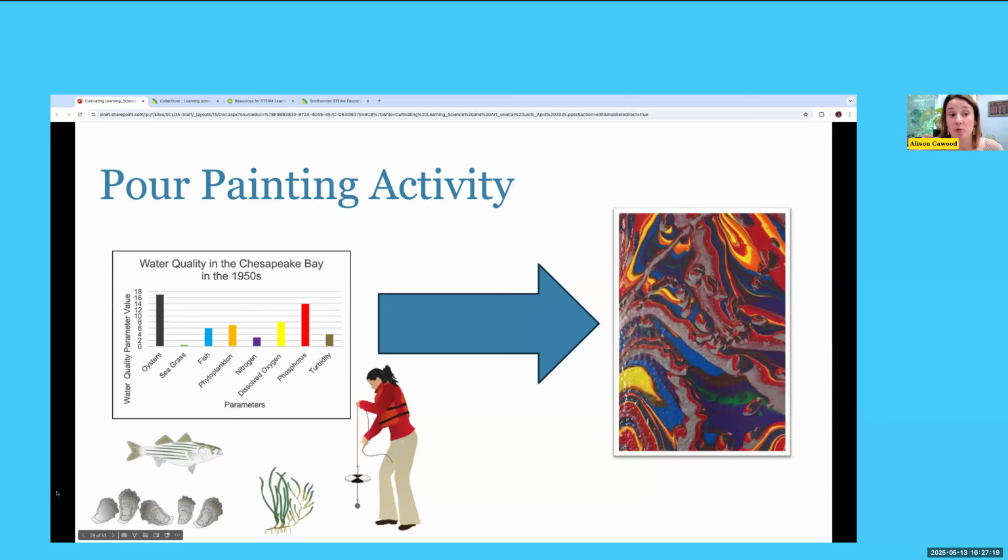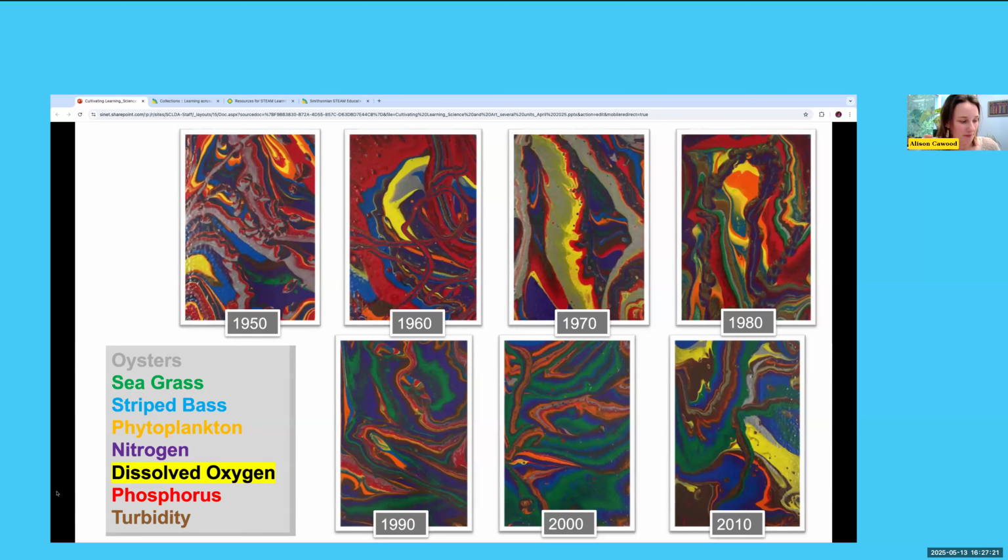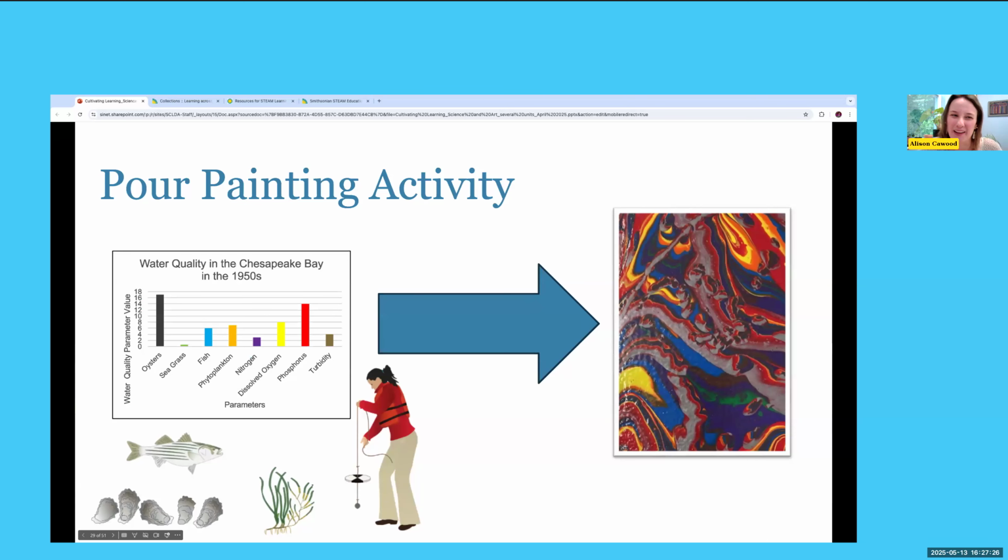So what we did was create a pour painting activity. Pour painting was very trendy on YouTube a few years ago, but it's a really easy way to create art. Essentially, you put layers of paint into a cup and you pour that over a canvas and you tilt the canvas so that it covers the whole thing and let that dry. It creates these really interesting and beautiful pictures that don't require you to have a lot of skill at drawing or painting, and you can still create something that's really beautiful.